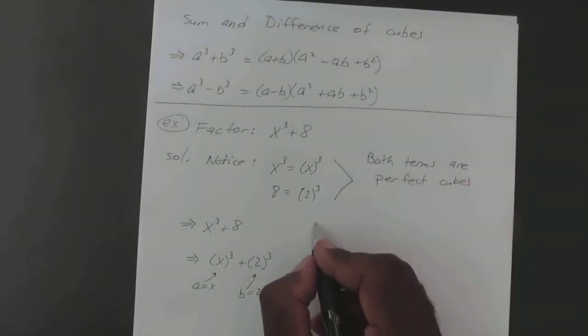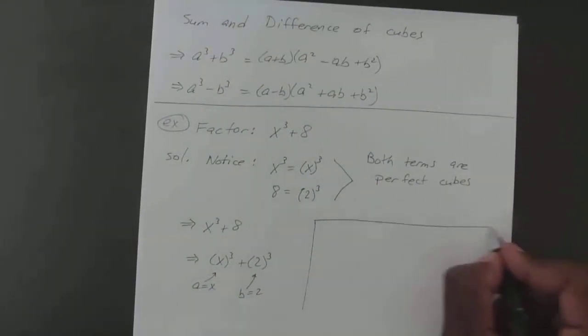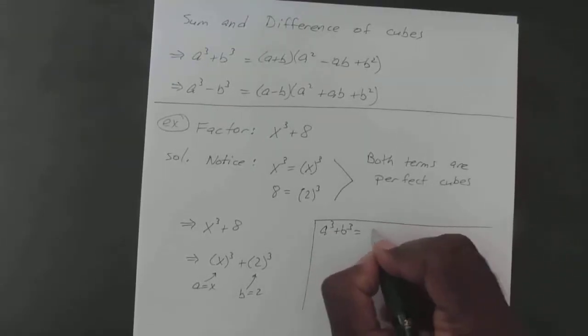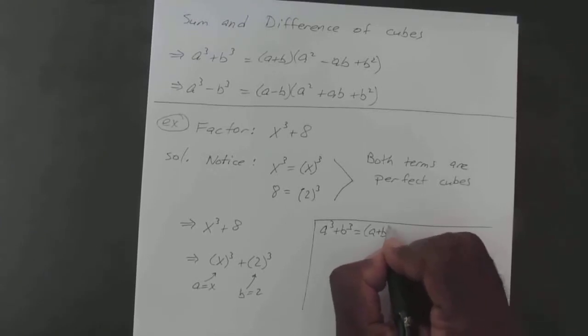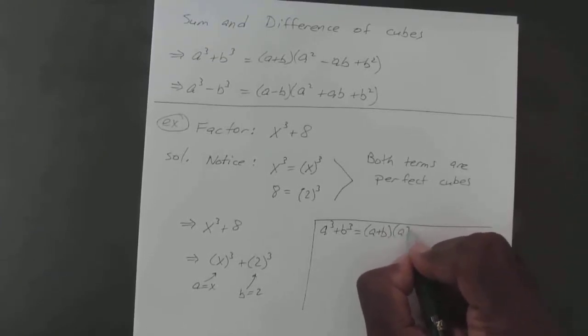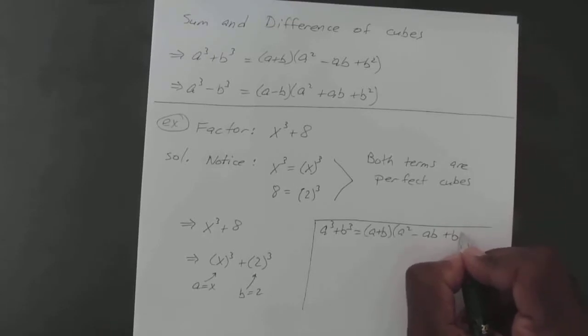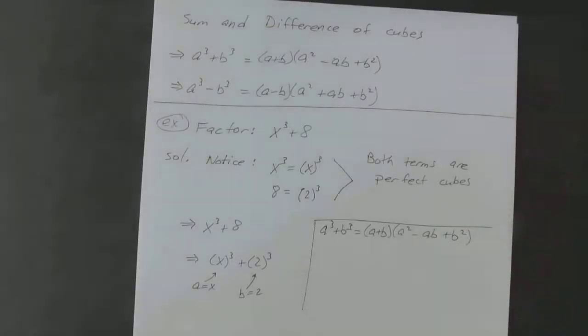Okay, so let me separate that a little bit. So we know a cubed plus b cubed equals a plus b times a squared minus a times b plus b squared. So all we have to do is plug in our a and b. In this case, a plus b is x plus 2.